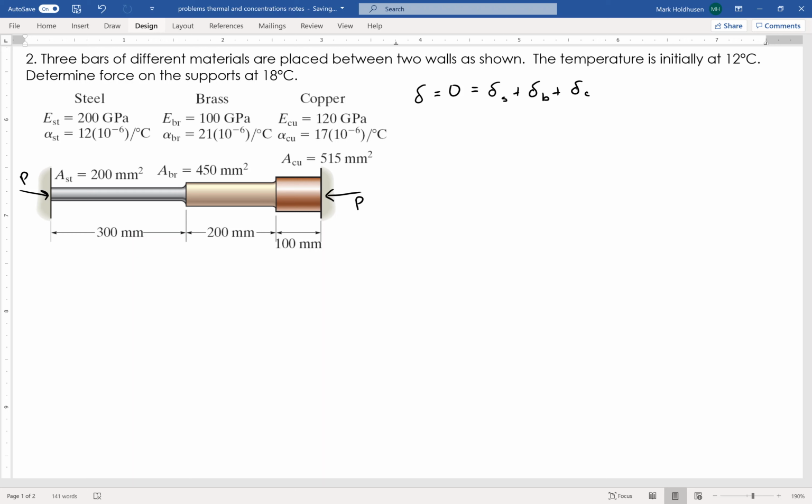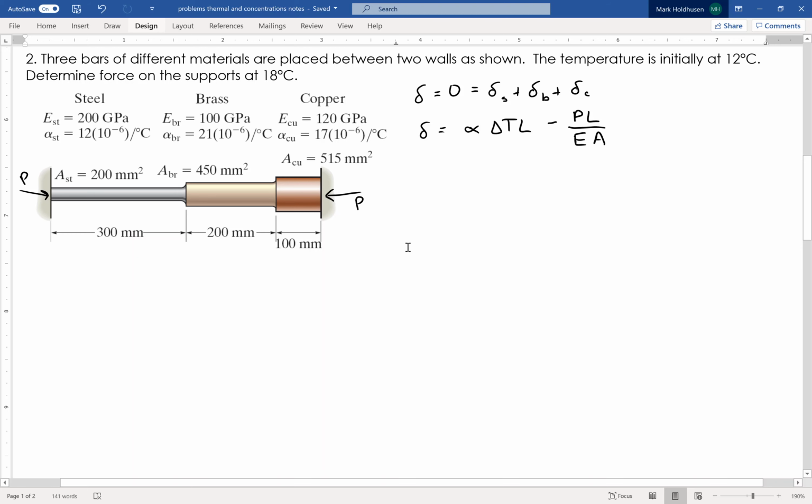Now, each delta is not only the fact that they're going to expand with the change in temperature, but they're going to compress due to the fact that there's a compressive force pushing on there. So it tries to expand out, but the force keeps it where it needs to go. Some of these might actually get bigger, some might get smaller, but the overall thing has to be 0. For the expansion of each piece, we have to take into account both the thermal expansion as well as the mechanical compression due to the force.